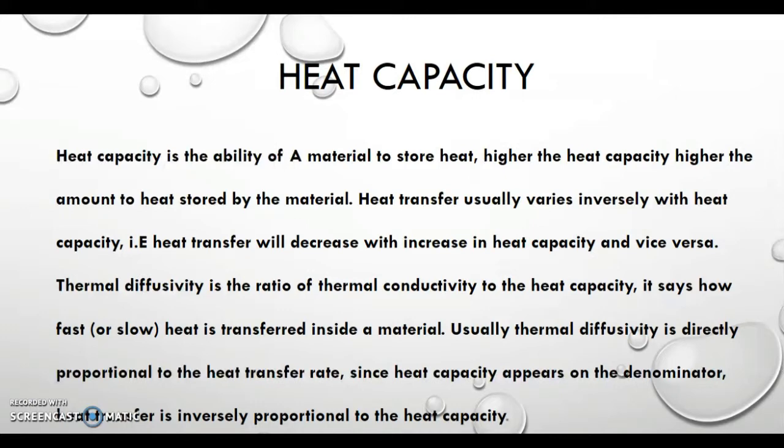And the thermal diffusivity is the ratio of thermal conductivity to the heat capacity. It says how slow or how fast the heat is transferred in the material. Usually, the thermal diffusivity is directly proportional to the heat transfer rate. Since the heat capacity appears in the denominator, the heat transfer is inversely proportional to the heat capacity.